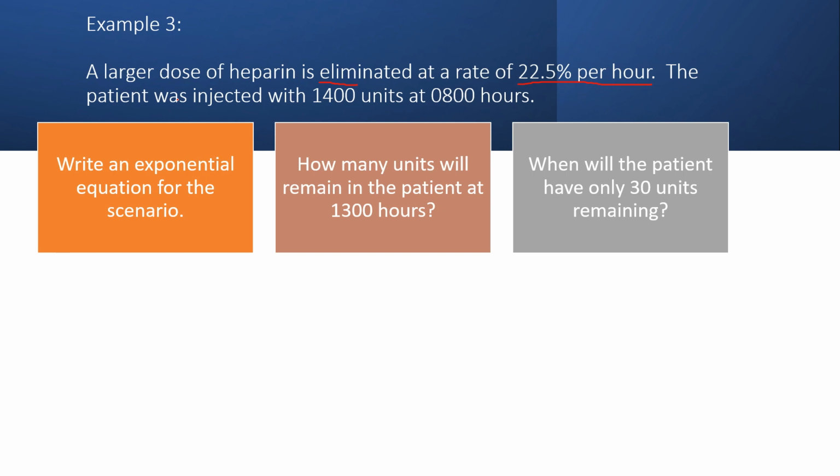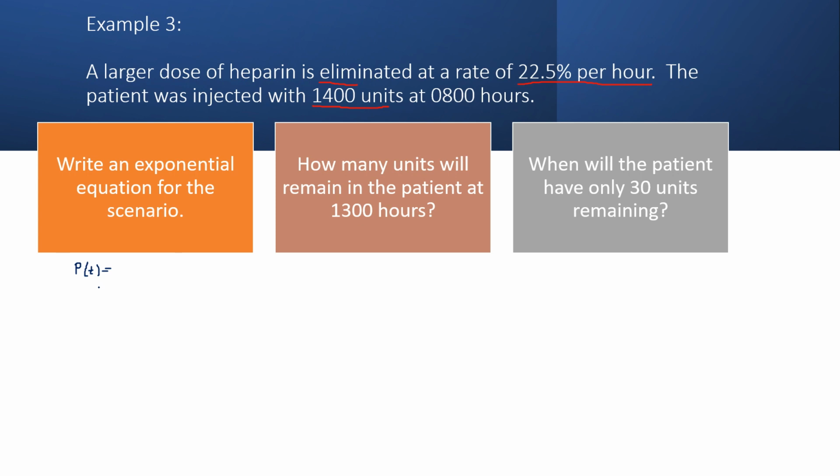The patient was injected with 1,400 units at 0800 hours. So the first thing I'm going to do goes with my first goal, which is to be able to write an equation. And we are going to use the models in our notes to do this. So from our notes, we found that we had the formula P of T is equal to, we have four different options.